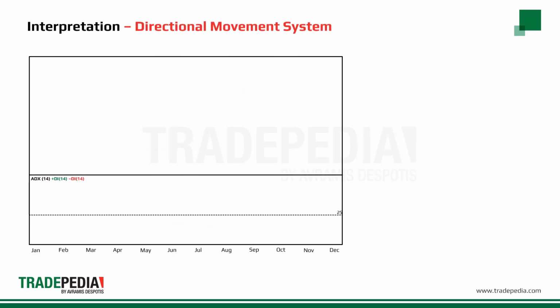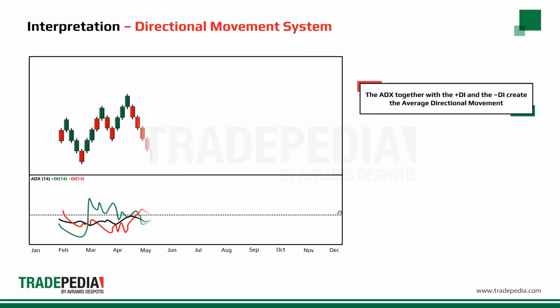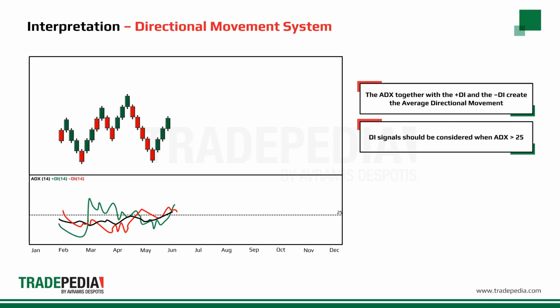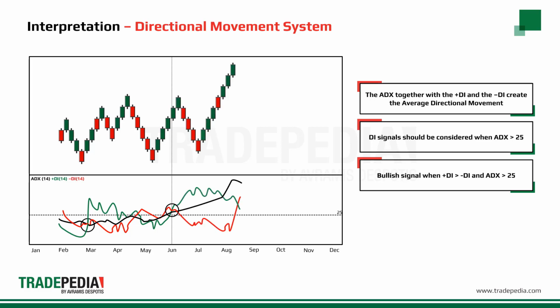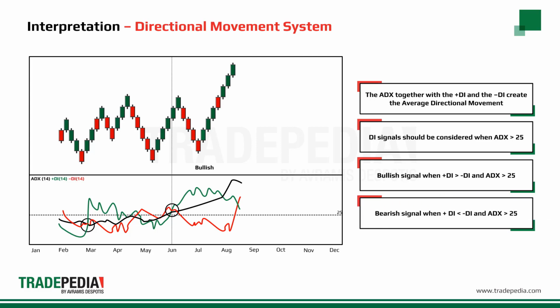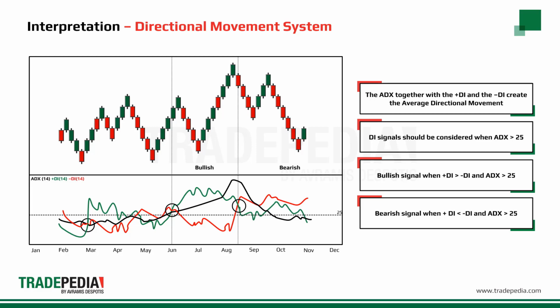The ADX together with the plus DI and the minus DI create the average directional movement system and should be interpreted together. Signals from plus and minus DIs should only be considered when ADX is greater than 25. The bullish signal we got when plus DI crossed above minus DI should not be acted upon, as ADX was below 25. The next bullish signal, however, is confirmed by ADX being above 25. The bearish signal when plus DI crossed below minus DI is a valid signal, as ADX is above 25.